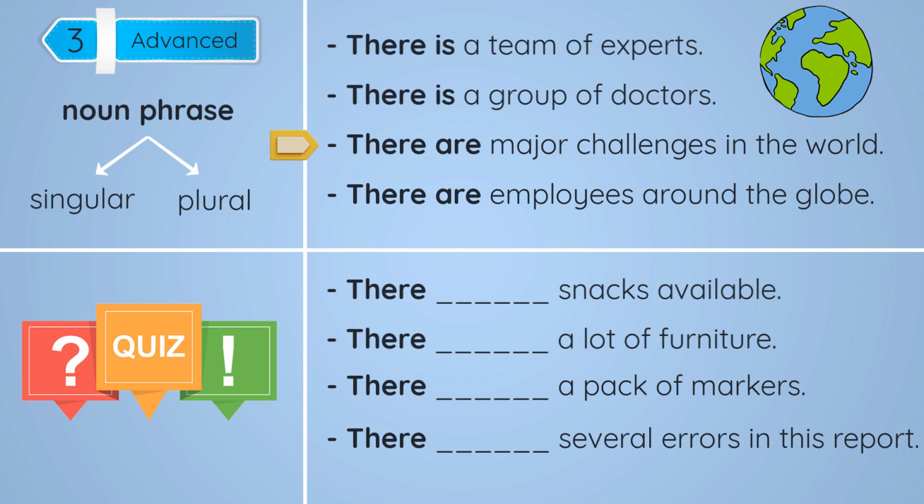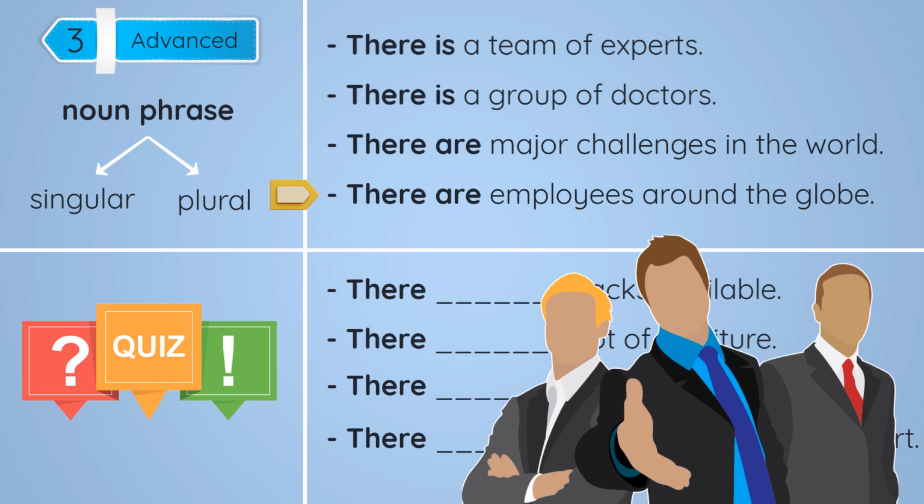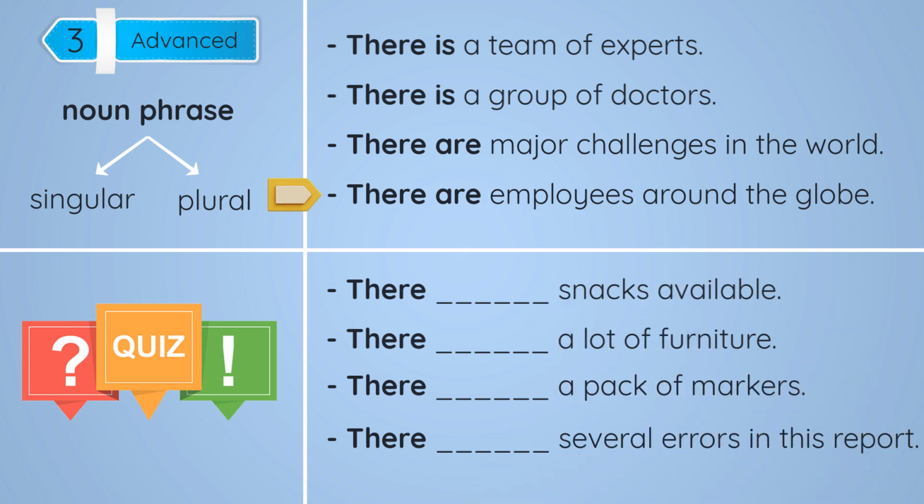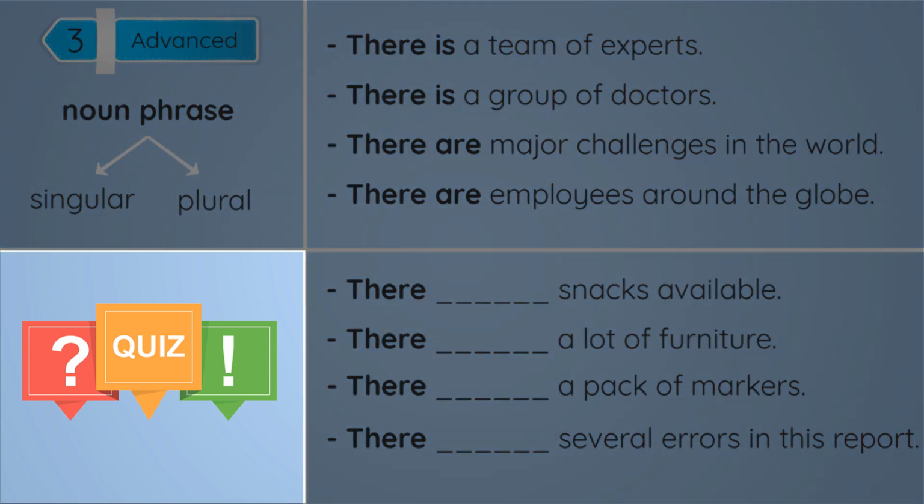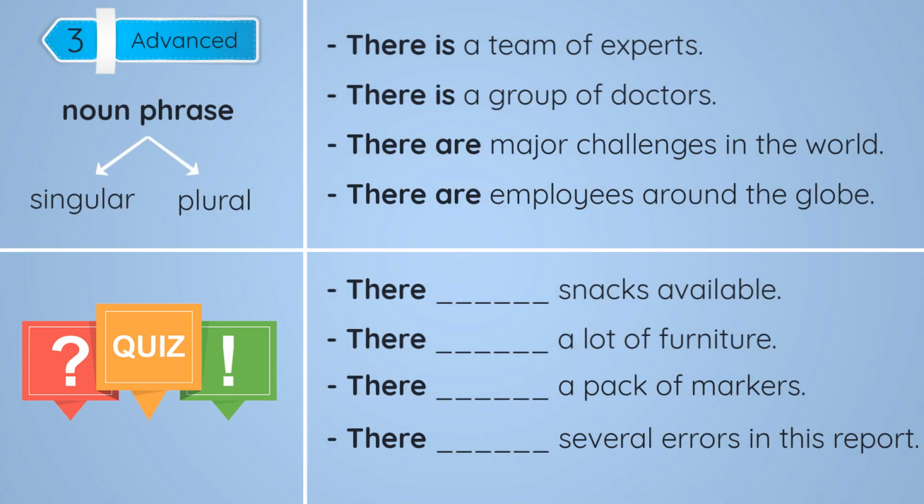So we say, there are major challenges, or there are employees around the globe. Okay? Again, globe doesn't matter. Around the globe doesn't matter. What matters? The word employees. And in this case, that's plural. Okay? So this is at a slightly more advanced level, but it's really important. Let's do a really tiny quiz today of a little bit of what we have learned from that basic and intermediate and advanced use of there is and there are.